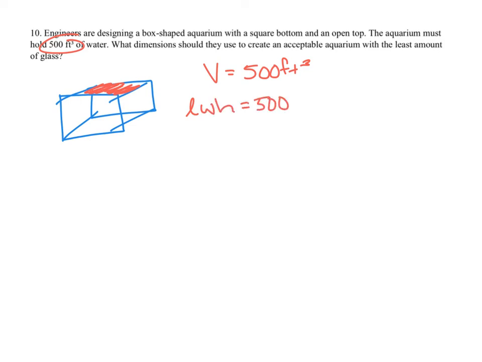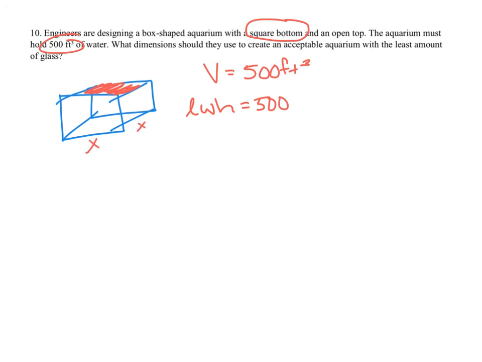I'm going to take away the units just for now. So I have length times width times height equals 500. And it says, what should the dimensions be to create the aquarium with the least amount of glass? They also tell you in this problem that it has a square bottom, which is very important. That'll help you out a lot.